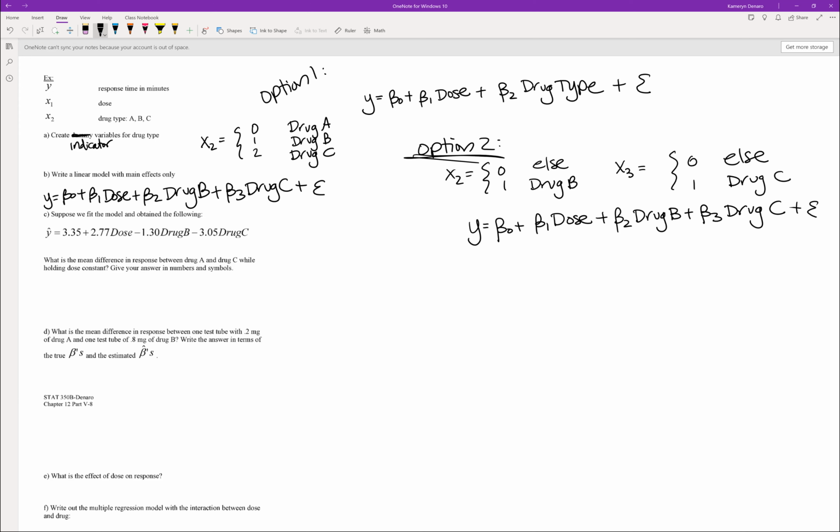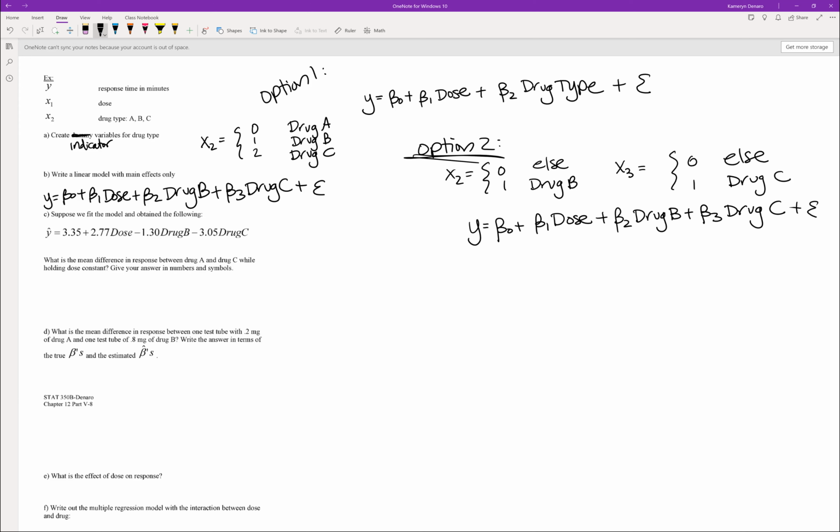We're going to fit the model, and we obtain the following: y hat equals 3.35 plus 2.77 dose minus 1.30 drug B minus 3.05 drug C. What's the mean difference in response between drug A and drug C while holding dose constant? Give your answer in numbers and in symbols.